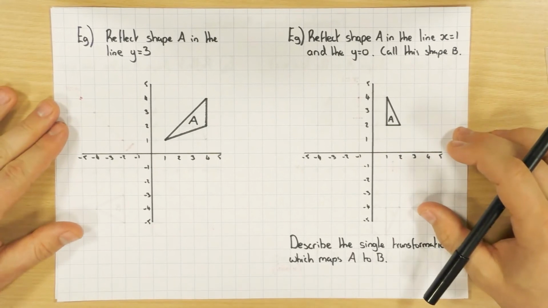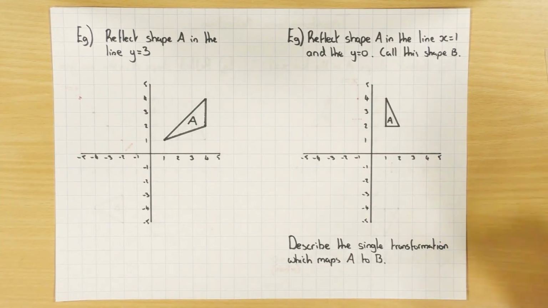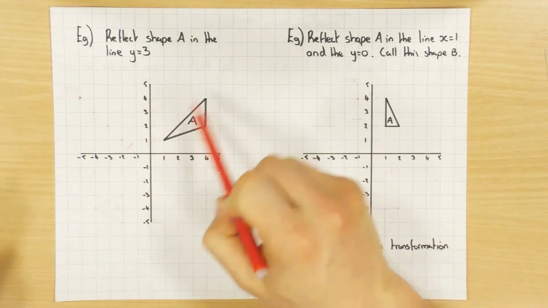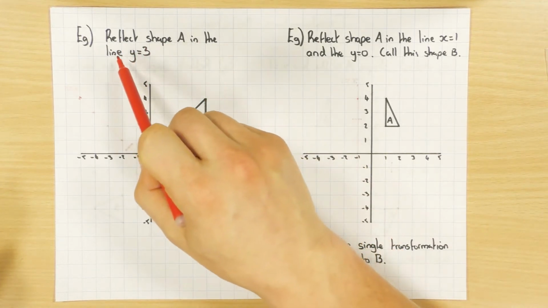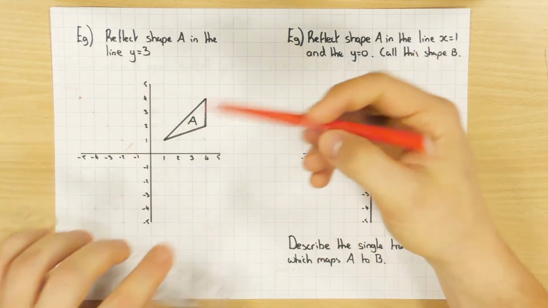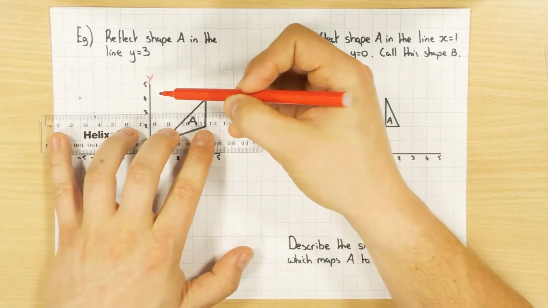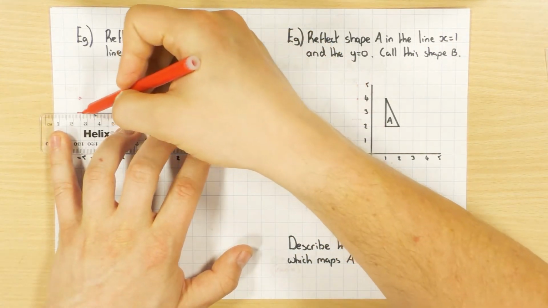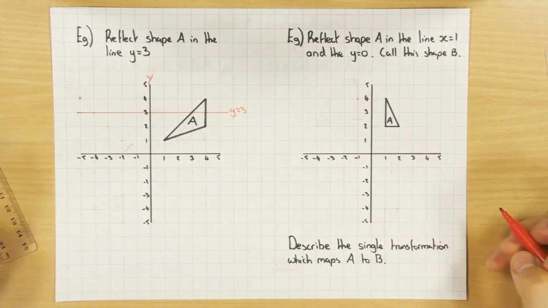If I then turn my page over, you might get something that might throw you off. Don't be thrown off by this. It's just the examiner's way of testing whether or not you do know what you're talking about. So here's a shape. Reflect shape A in the line y equals 3. So remember, just like before in my previous examples, I'm looking at my y-axis. Y is 3 is there, so it's a horizontal line going through that. There's my line, y equals 3, and that's where I'm going to reflect it.